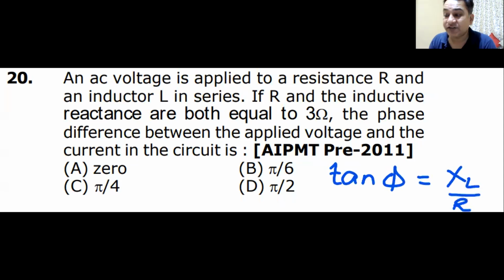Here XL is 3 ohms. R is 3 ohms. 3 divided by 3, tan phi is 1. If tan of theta is 1, the value of theta has to be 45 degrees, which is pi by 4. And hence comes your answer. The answer is C, pi by 4.